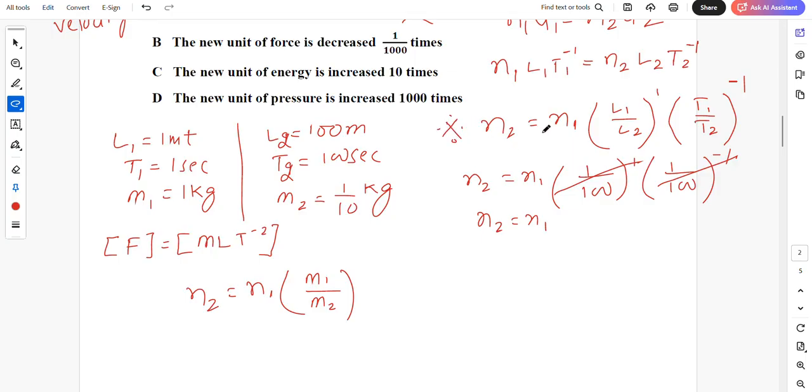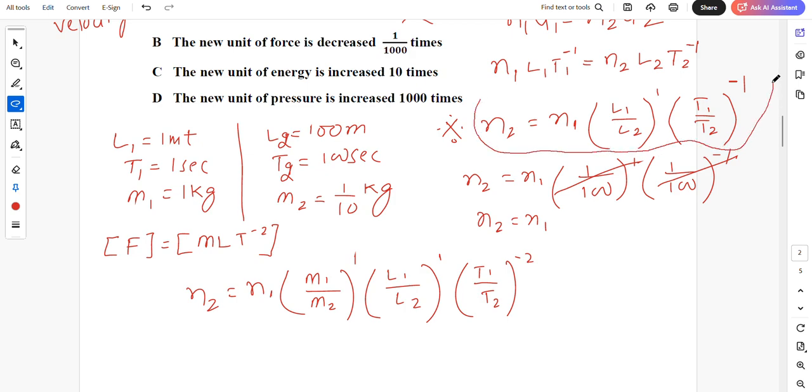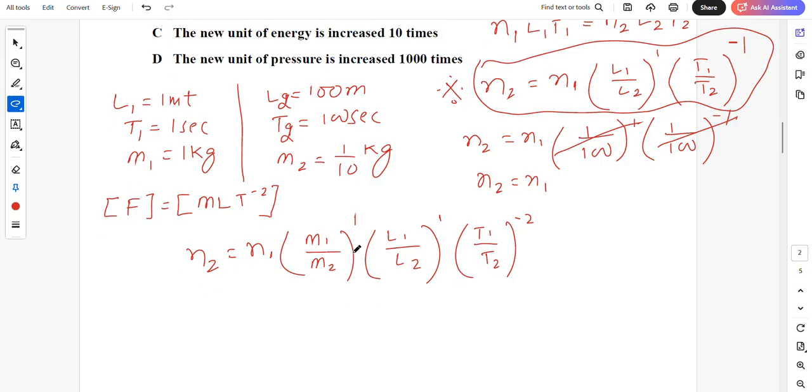N2 is equal to N1 into M1 by M2 to the power of 1, right? L1 by L2 to the power of 1, and then T1 by T2 to the power of minus 2. Hope you understood this. Once you write this one, you can write for all MLT systems, raised to the power based on this one.